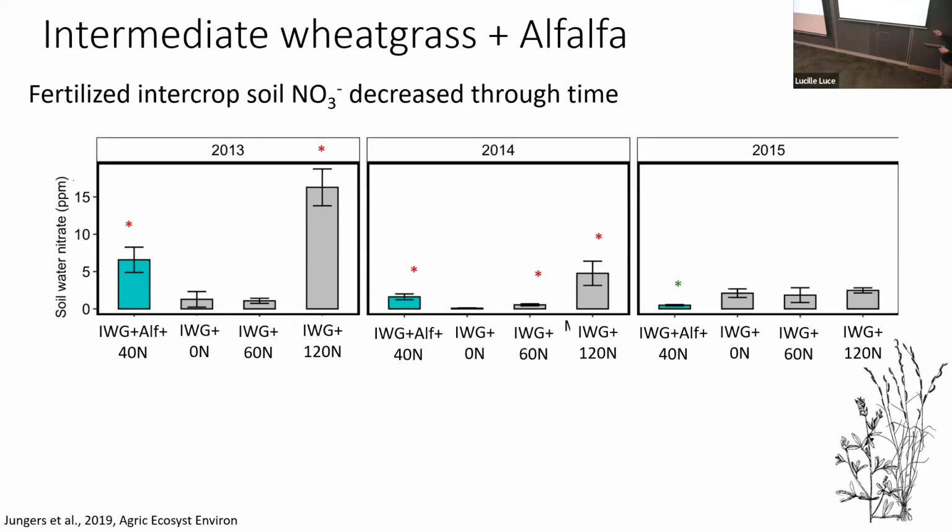But then we saw that decline with stand age, and actually by the third year, there was less nitrate in the soil water even compared to the unfertilized monoculture. So there's potential there to mitigate nitrate leaching while using these intercrops.